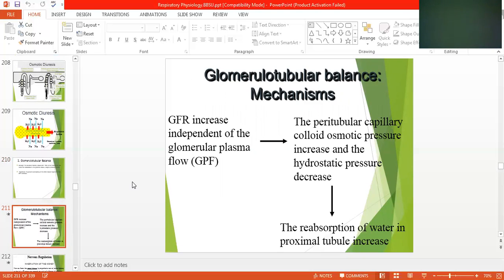Glomerular tubular balance mechanism. GFR increases independent of the glomerular plasma flow. In the peritubular capillary, the colloid osmotic pressure increases, and the hydrostatic pressure decreases. Hydrostatic means water pressure. The reabsorption of water in the proximal tubule increases in this way.